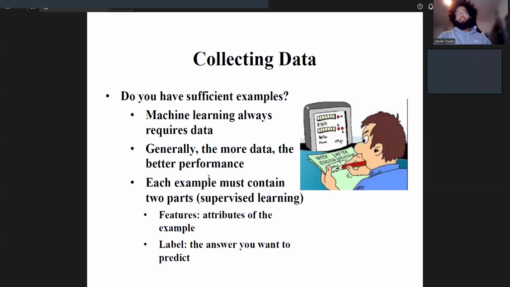Collecting data. It's always important. Do we have sufficient samples? It requires a large amount of data. There's the reason this course is called statistical learning for big data. You gotta have a lot of data.